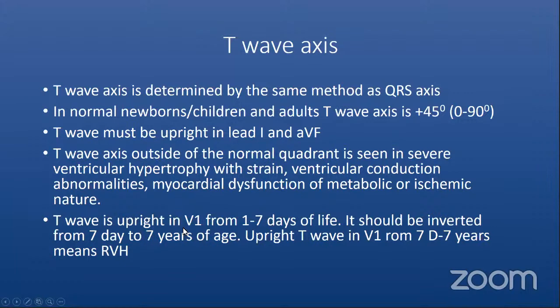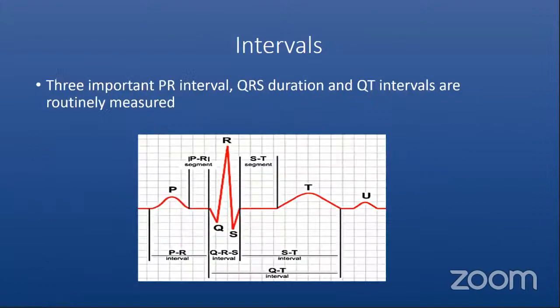T-wave is upright in V1 from 1 day to 7 days of life, but it should be inverted after that, and then it becomes upright after 7 years of age. Yes, I'm just messing up. So it should be inverted in there, and then after that it should be upright after 7 years of age.